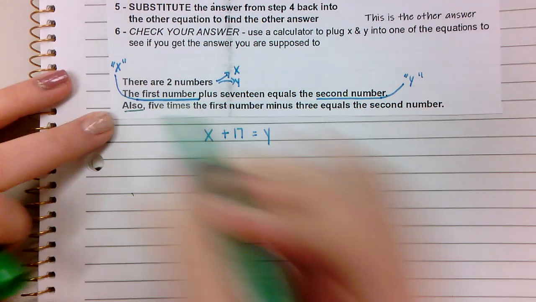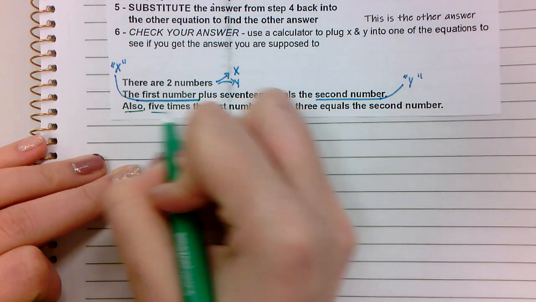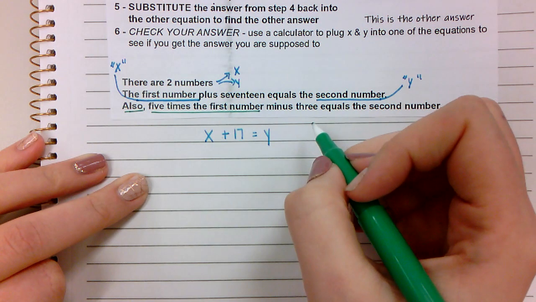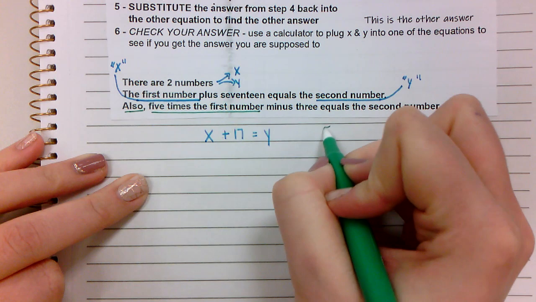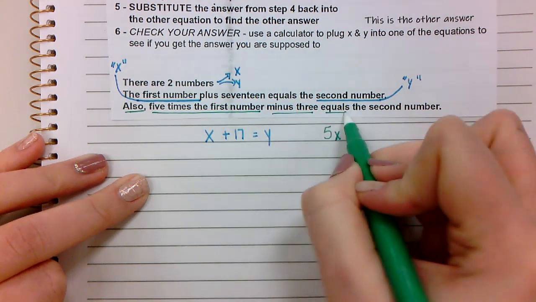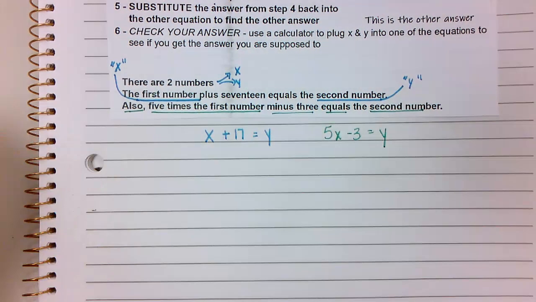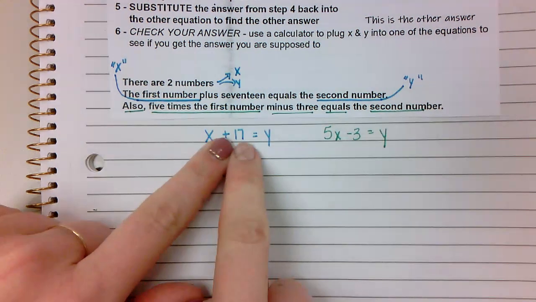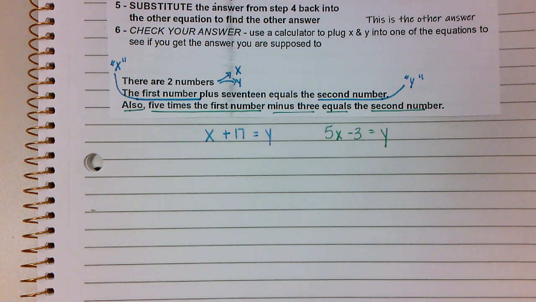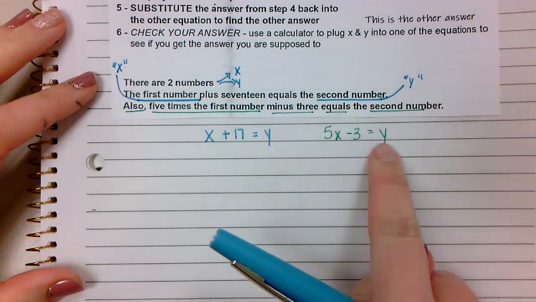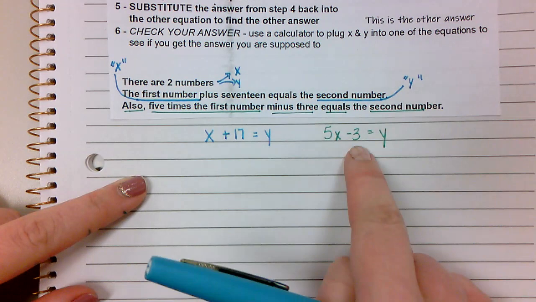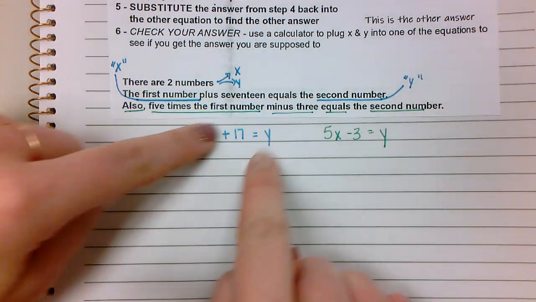And then it says also, so there's another equation, 5 times the first number, and we set up here the first number is x. So now we have 5 times the first number minus 3 equals the second number. So we have two equations here: x plus 17 equals y, and 5x minus 3 equals y. So what we're going to do is we need to solve one of them for x or for y. Well, look, they're both already solved for y. Y is already by itself. So y not only equals x plus 17, but y also equals 5x minus 3, meaning they're interchangeable.